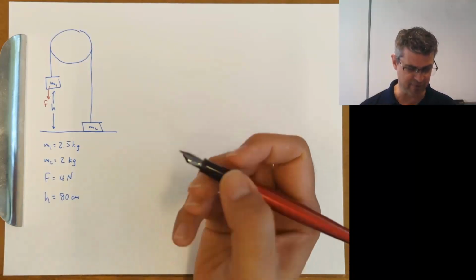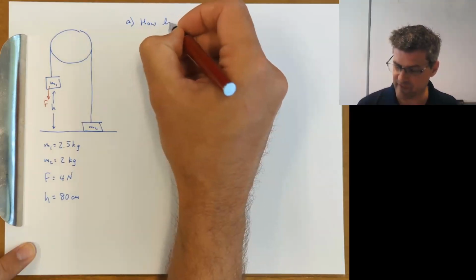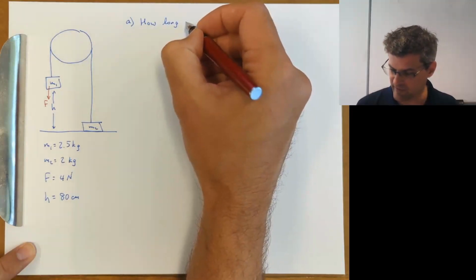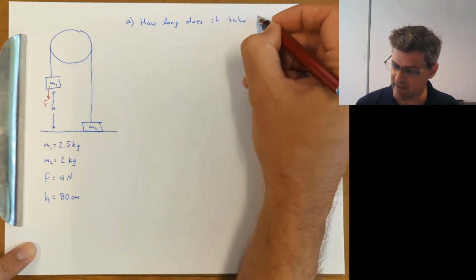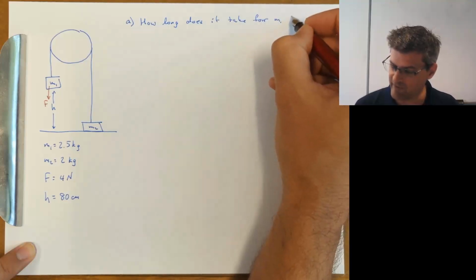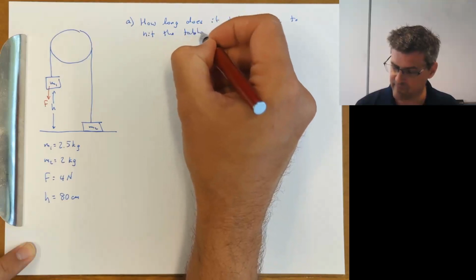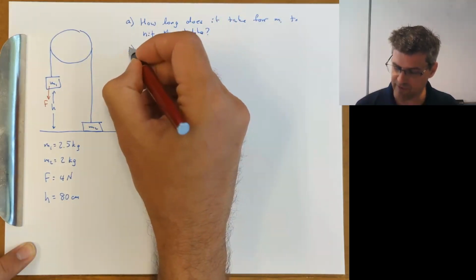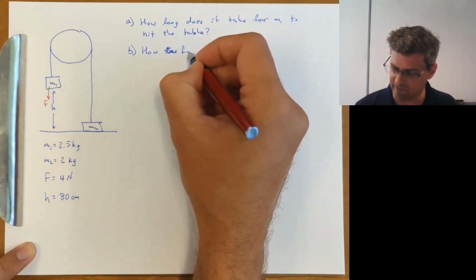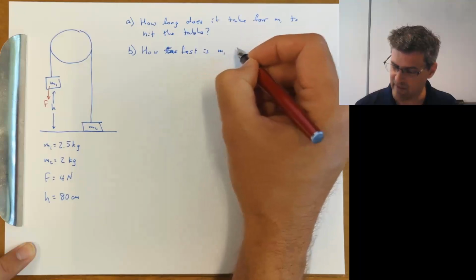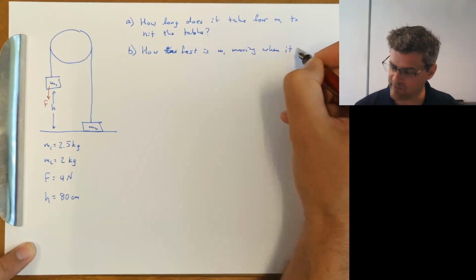And I would like to find a couple of things. How long does it take for M1 to hit the table? Also, how fast is M1 moving when it hits the table?